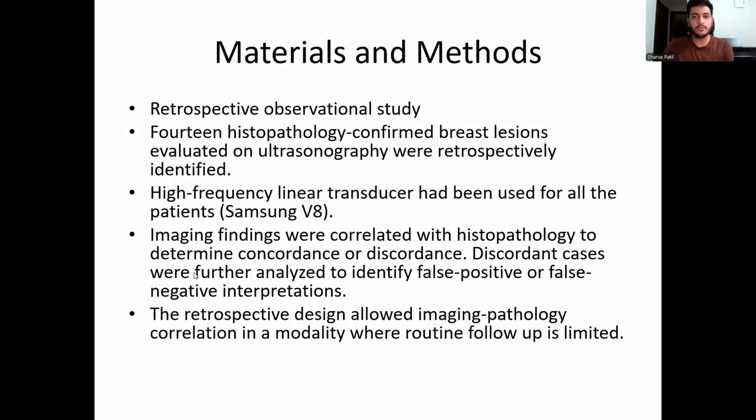This was a retrospective observational study including 14 patients. Cases were sourced from available histopathology records, and all patients had undergone ultrasound prior to tissue diagnosis. Only histopathology confirmed lesions were included, and conservatively managed lesions were excluded. The retrospective design allowed imaging pathology correlation in a modality where routine follow up is limited.